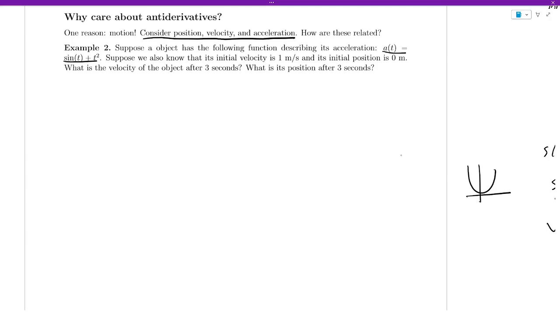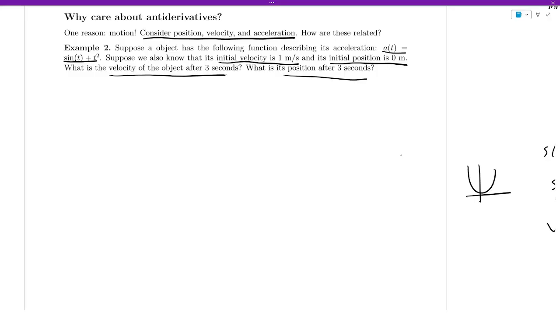We can do algebra. So I'm starting with the acceleration function. Suppose we know the initial velocity is 1 meter per second, and its initial position is 0 meters. They're asking what's the velocity after 3 seconds and what's the position after 3 seconds. We will see that in general, if I'm trying to do this process of going backwards from acceleration up to velocity and then up to position, I'm going to need a little bit of data about the velocity and position. That's this initial velocity, initial position. So let's write these down.